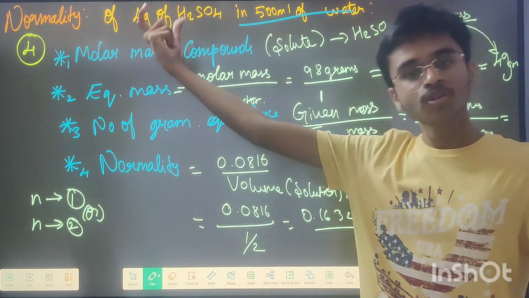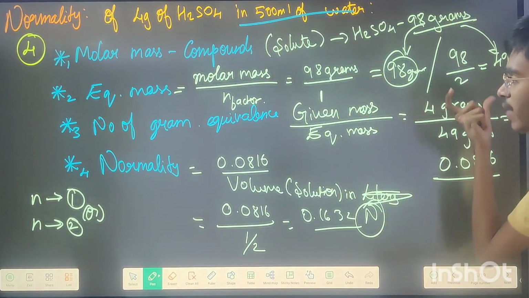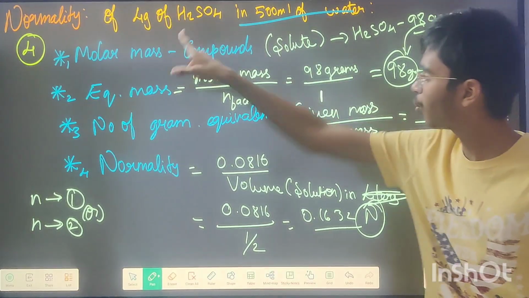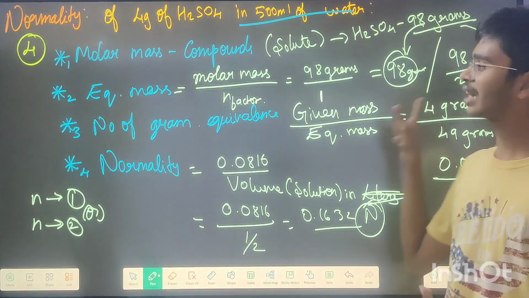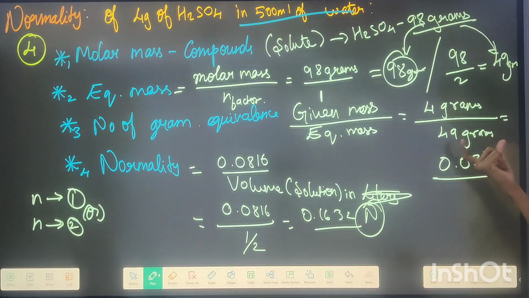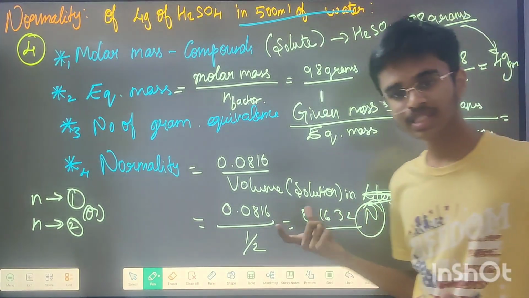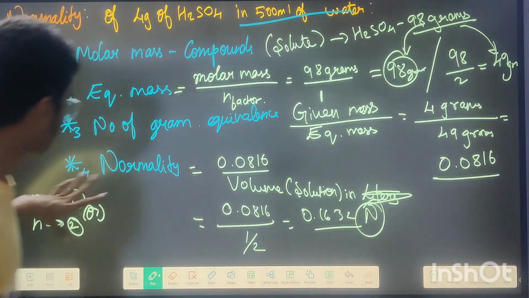So how will you do that? Just take that given mass and then divide this value with that one. So that means 4 by this calculated value, which is going to give you this 0.0816. Now just give that value as input.